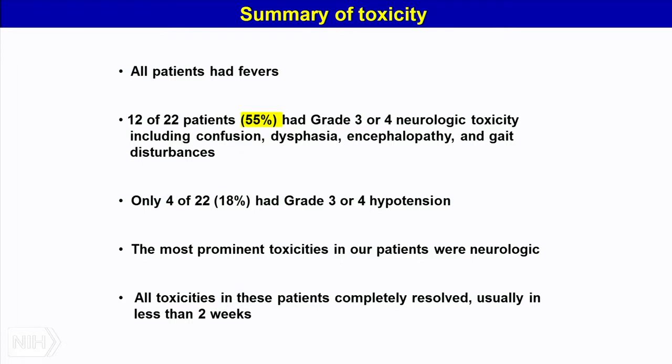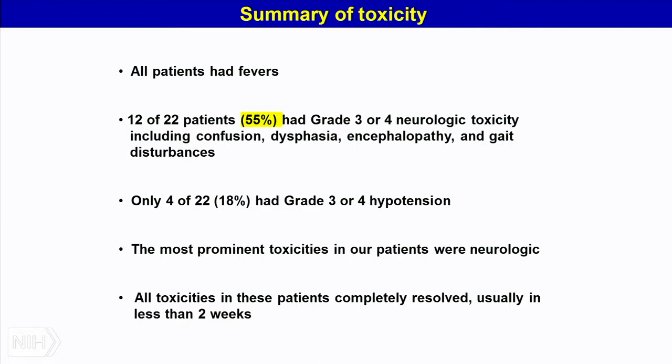But there is a downside to CAR T cells, and that's toxicity. So we have fevers in almost every patient, but the most troublesome thing was neurologic toxicity. And the type of neurologic toxicity we saw was things like confusion, dysphagia, which is inability to speak, encephalopathy, which is just basically confusion, drowsiness. It's kind of a catch-all term. Gait disturbances, so difficulty walking. Also, we saw a lot of people with tremors, which was mostly manifested by their hand shaking.